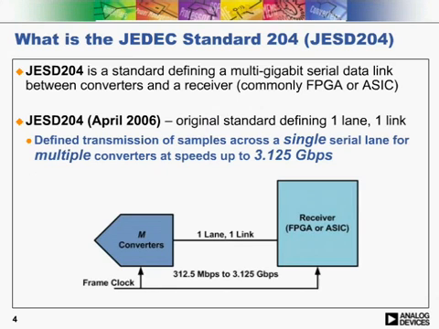So what is JESD204? Well, the JESD204 standard defines a multi-gigabit serial data link between converters and a receiver, most commonly an FPGA, but could also be an ASIC. The original standard was called JESD204 and was released in April of 2006. It described one lane and one link between a converter or converters and a receiver. This version of the standard described a single serial lane that would support multiple converters. A common frame clock is used between the converter and the FPGA, and this clock also serves as the sampling clock of the converter.